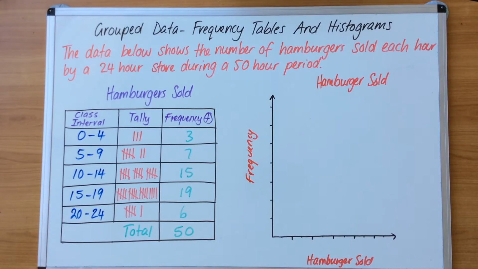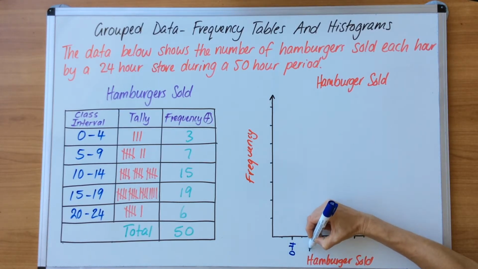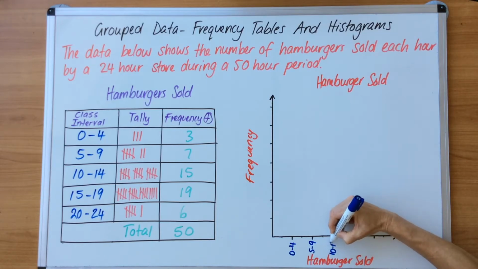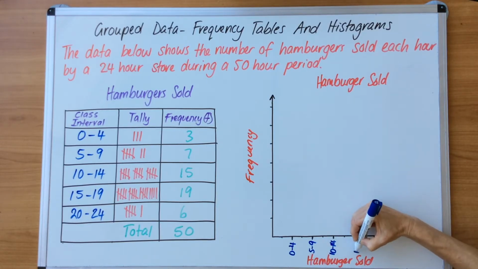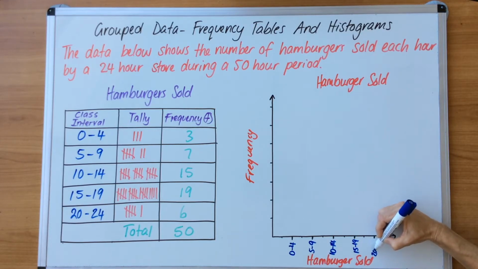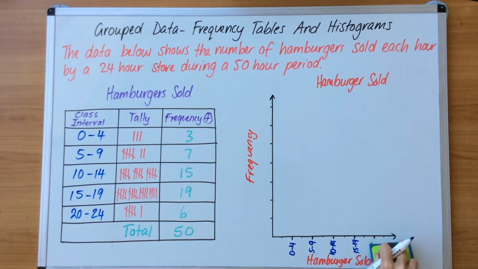So we have a category of 0 to 4, so I'm going to run it sideways, 0 to 4. We have 5 to 9, 10 to 14, 15 to 19, and 20 to 24. A bit messy there. I might just fix that one up. 20 to 24.